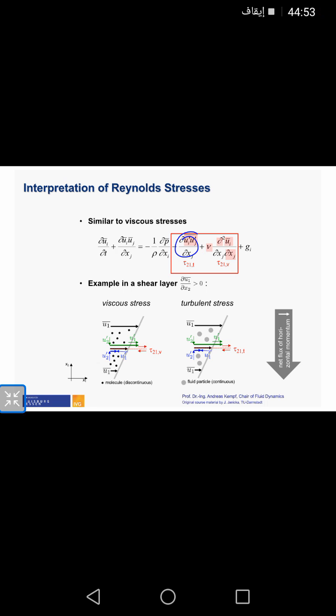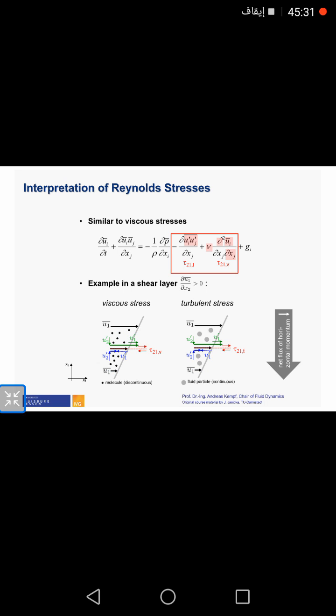So we can actually say that molecular stresses and turbulence stresses have the same effect. They transport momentum in gradient direction. So if you have a fast flow and a slow flow, what the viscous stress does is take momentum from the fast flow to the slow flow. If you have a turbulence stress, fast flow and a slow flow, then again momentum is taken from the fast zone to the slow zone.